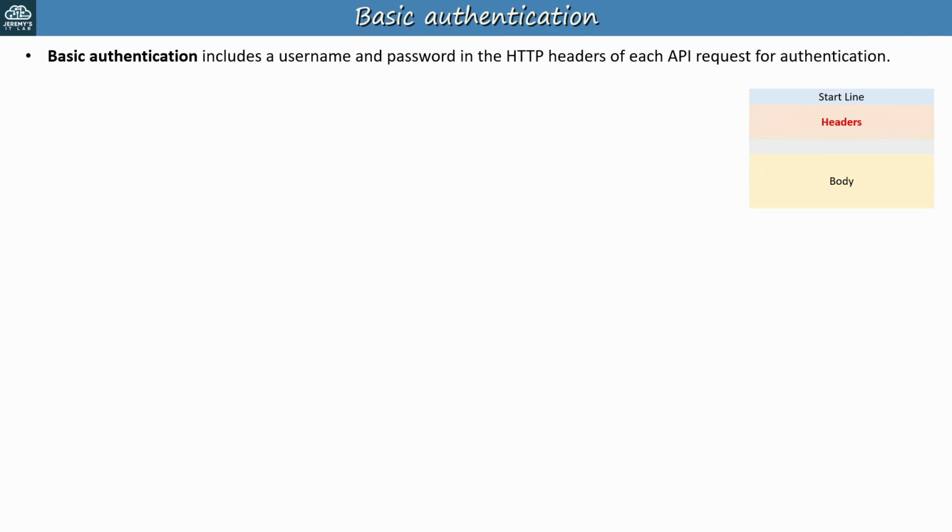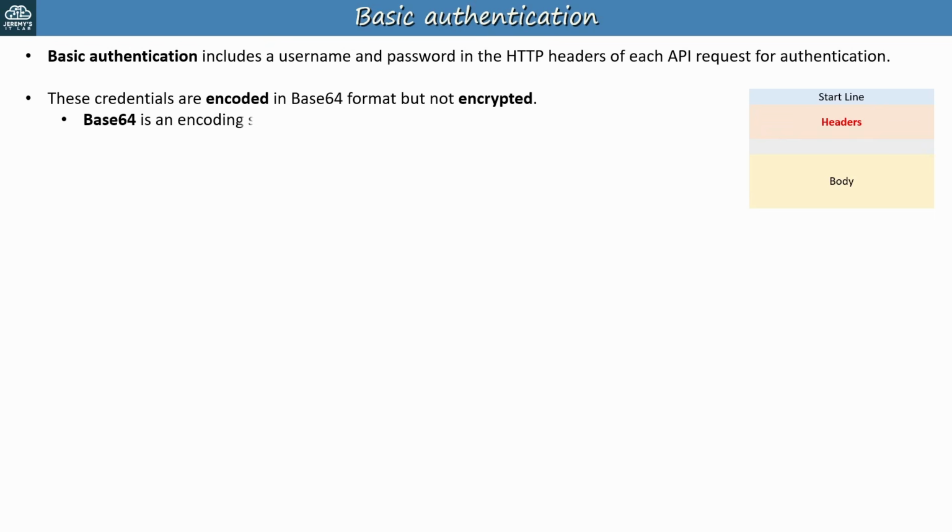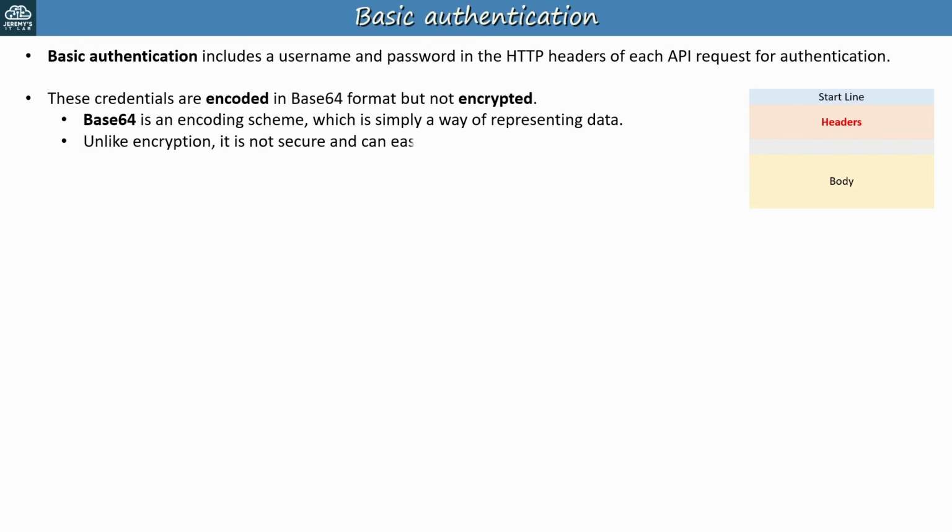Now that we've identified where the basic authentication occurs in the HTTP headers of the API request, let's look a bit deeper at basic authentication. As I said, basic authentication includes a username and password in the HTTP headers. These credentials are encoded in base64 format, but not encrypted. That's an important distinction. Base64 is an encoding scheme, which is simply a way of representing data. And unlike encryption, it is not secure and can be easily decoded.